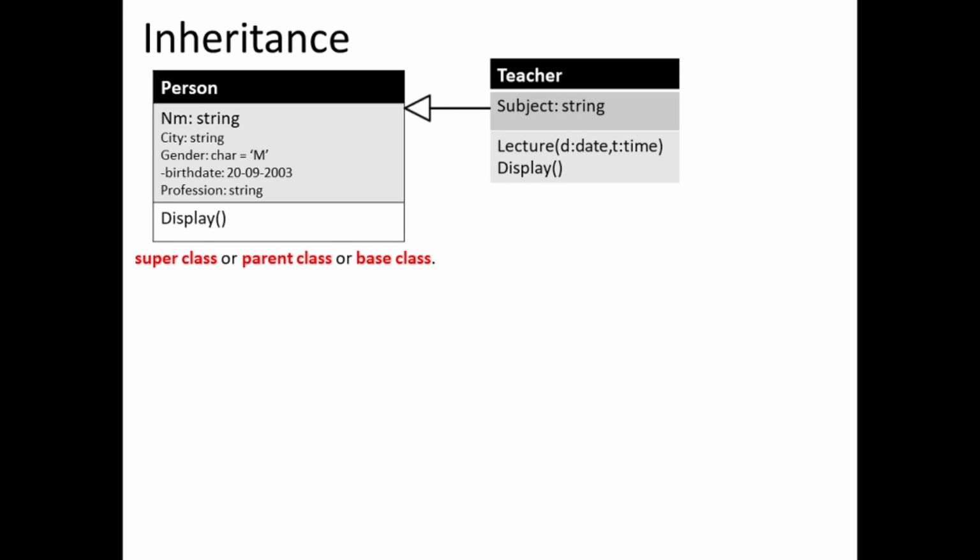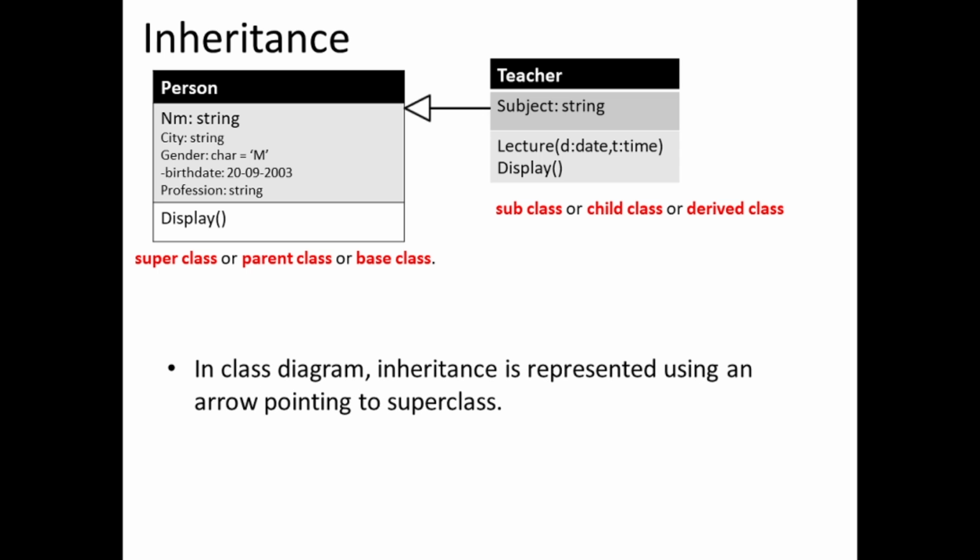So this is superclass, or you can say parent class or base class, whereas this is subclass or child class or derived class. In class diagram, inheritance is represented using an arrow pointing to superclass. So this chapter is over. Now we will discuss some question answers regarding this chapter.